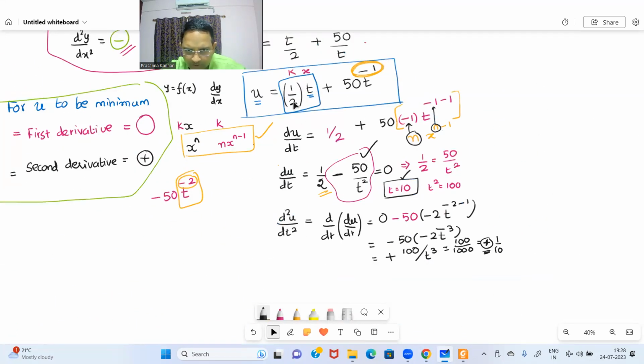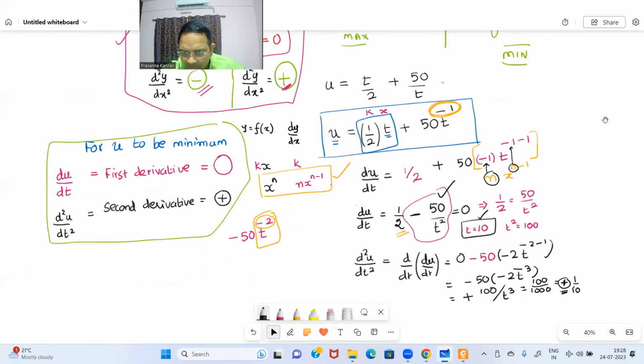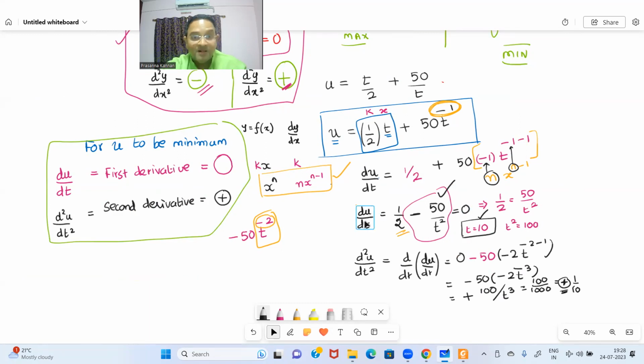So we took t by 2 plus 50 by t. 50 by t, I can write as 50 t power minus 1. We differentiate it once using this formula and equate it to 0. You know that whenever a function reaches minimum or maximum, the first derivative will be 0. So you equate it to 0 and you get the value of t.